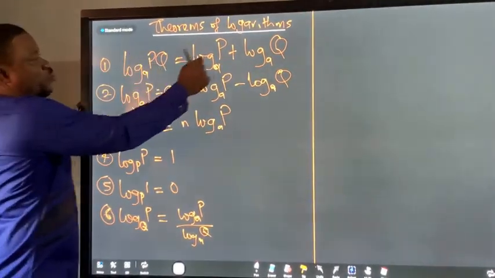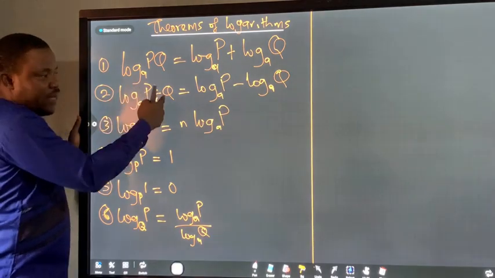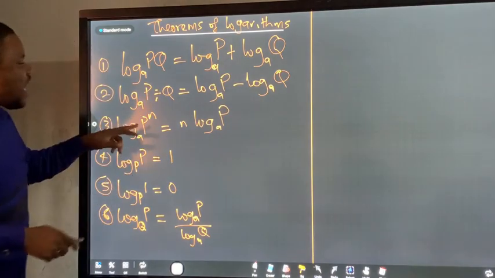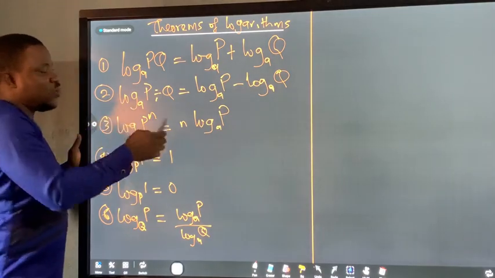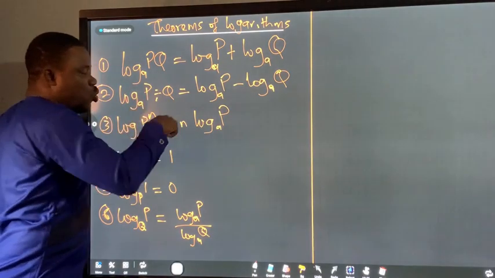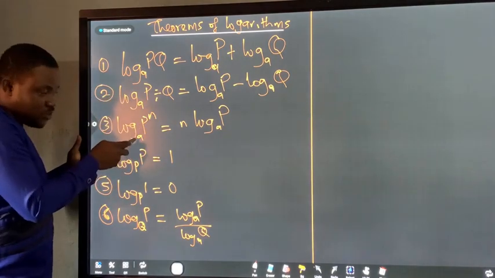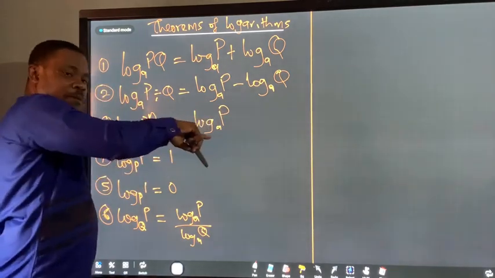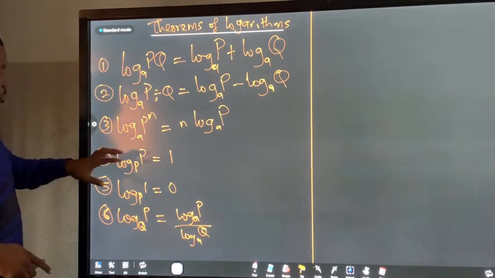When we are multiplying, we expand by addition. When we are dividing, log p divided by q, we expand by subtraction. And then if I have a power attached to the number, I can make that power become the coefficient. So log p raised to the power of n to base a is the same thing as n log p to base a.